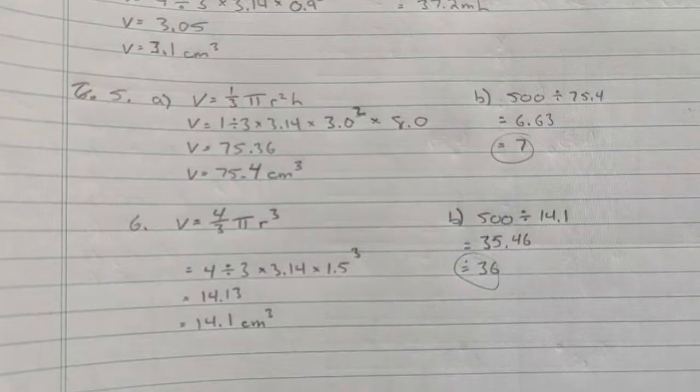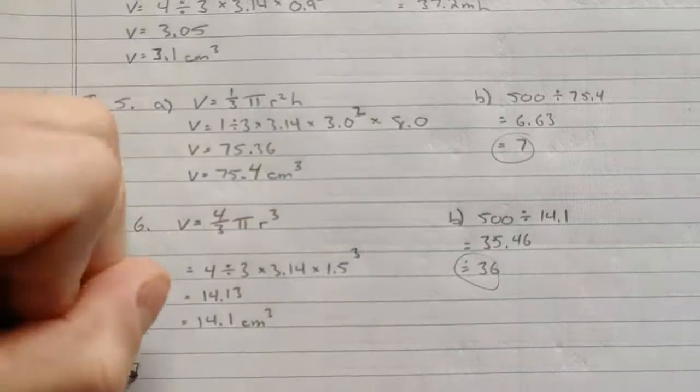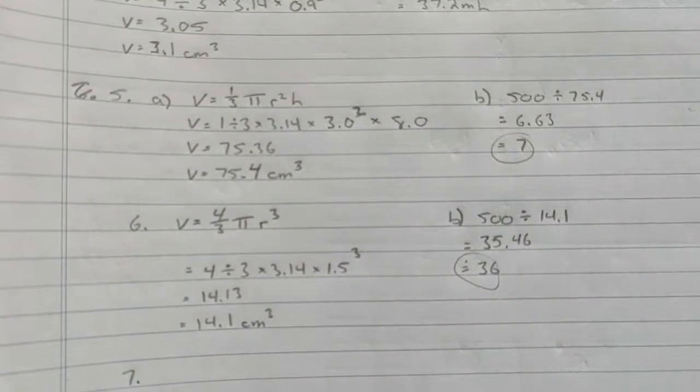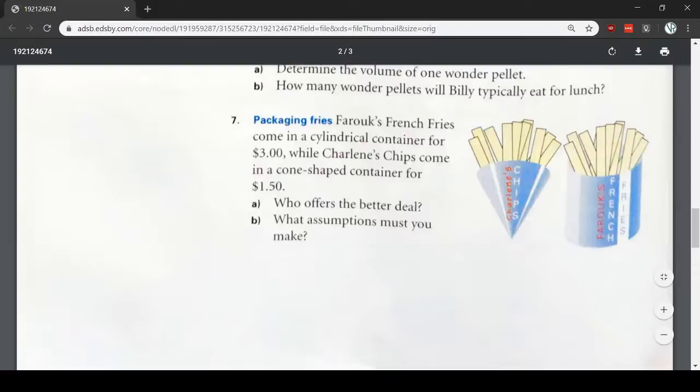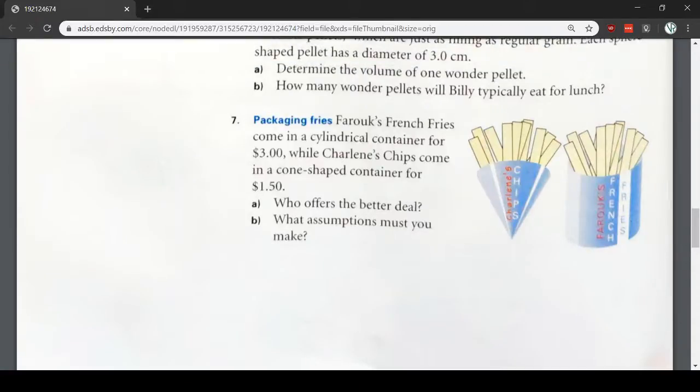And then the last one is question number 7, just looking at a French fry package. Number 7 says Farouk's French fries come in a cylindrical container for $3, while Charlene's chips come in a cone-shaped container for $1.50. Who offers the better deal, and what assumptions must you make?